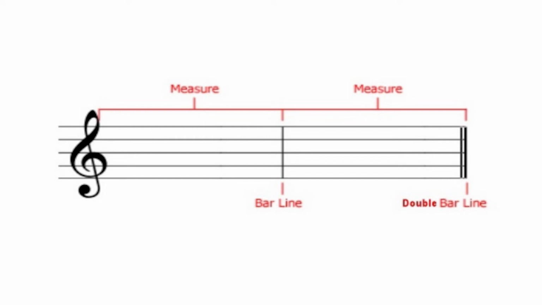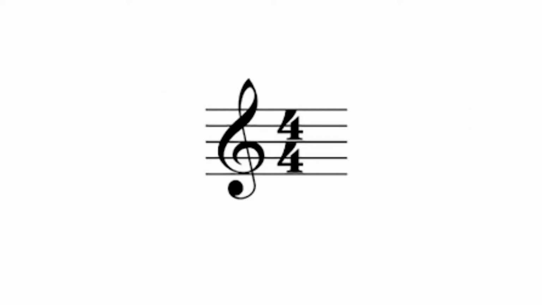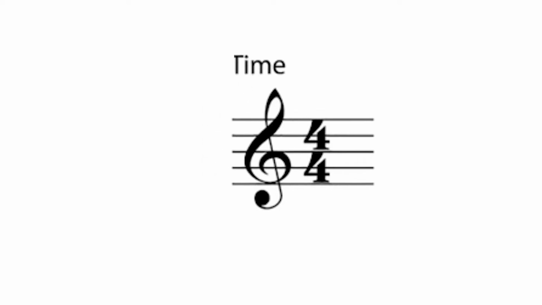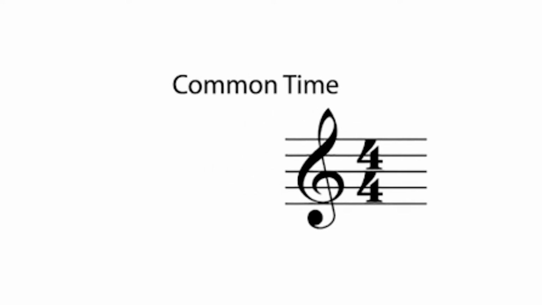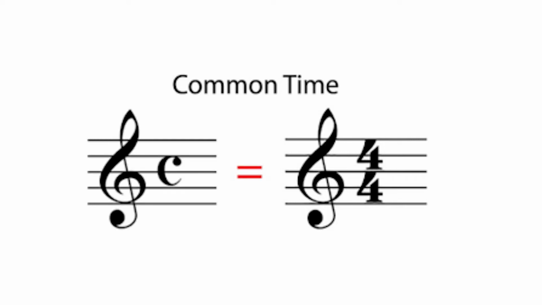So let's practice here. The absolute most common time signature in music is 4-4, written as 4/4. This is also called common time, and may just appear on sheet music as a C instead of 4/4. It means the same thing though.